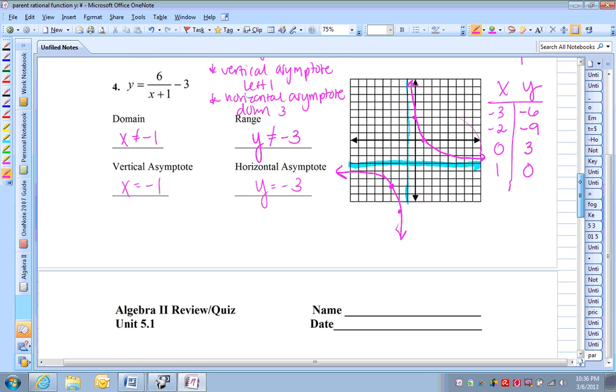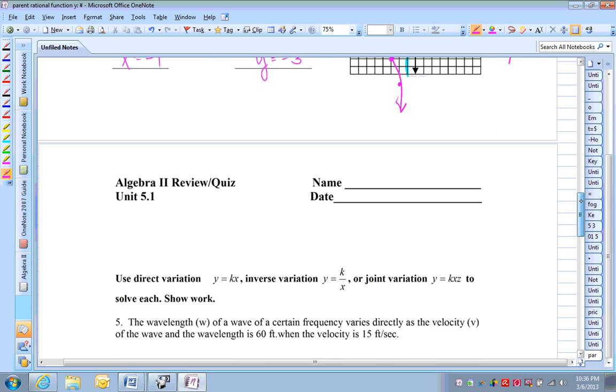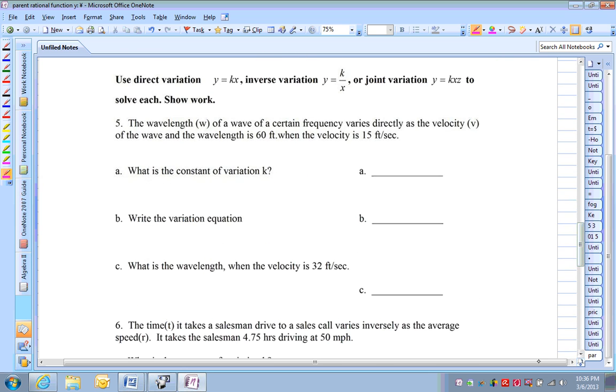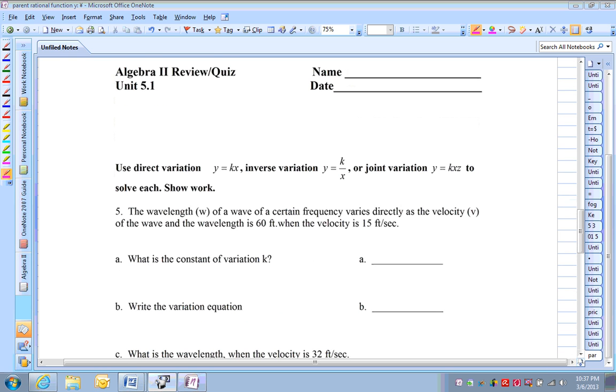Alright, now we're going to move on to the next section of our review, which is the variation problems. The directions tell us to use direct variation, y equals kx, inverse variation, y equals k over x, or joint variation, y equals k times x times z, to solve each problem and to show the work. The first thing you need to remember is that k equals your constant of variation.